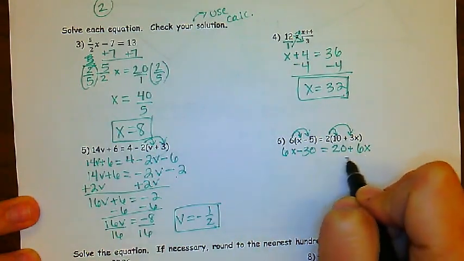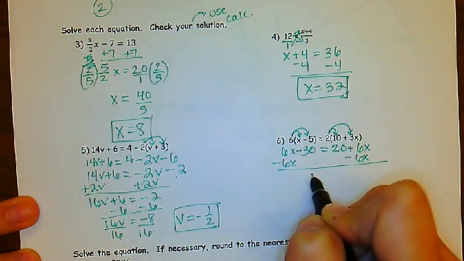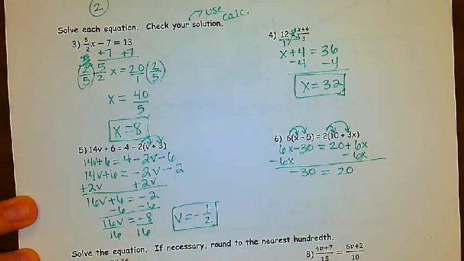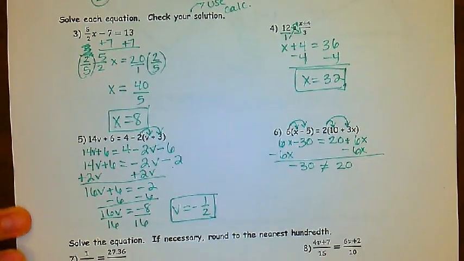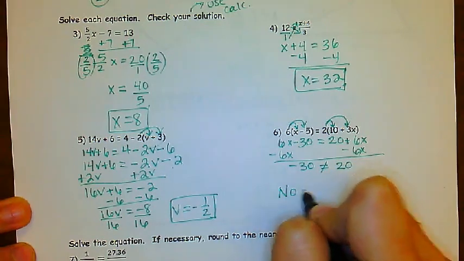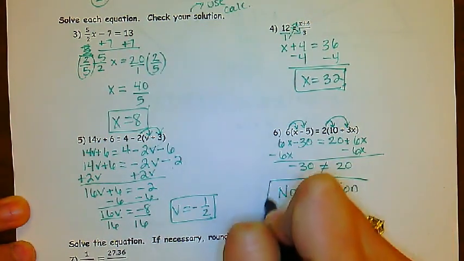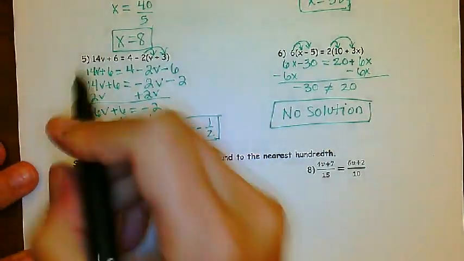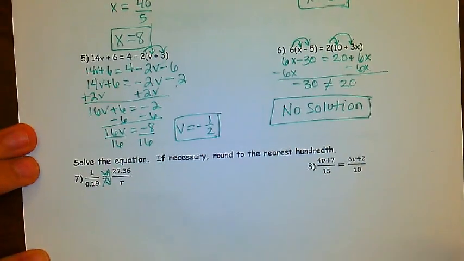Okay, so I'm going to move my variables, and oh no, what has happened? Negative 30 is equal to 20. Nope, never. So what do we write? No solution. So remember in review 1 we had one where they equaled each other, both sides. So we said all real numbers. But when it is not, we say no solution.